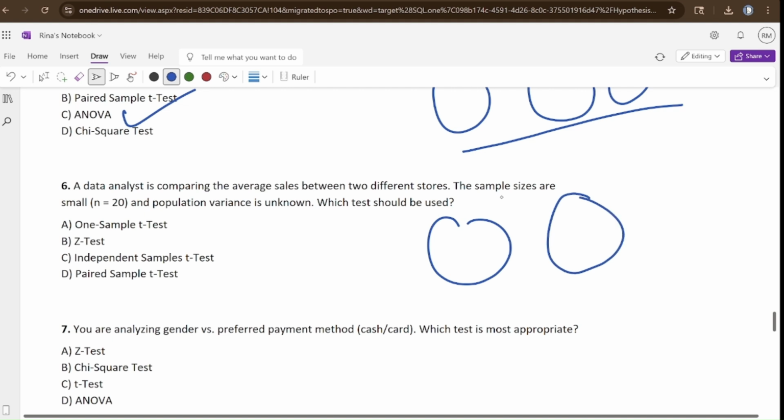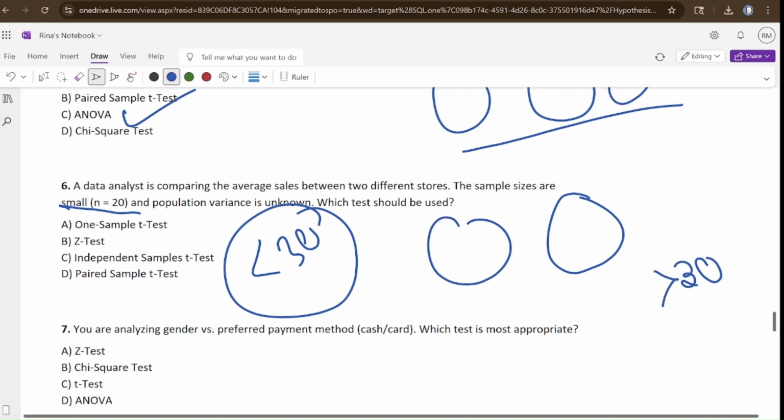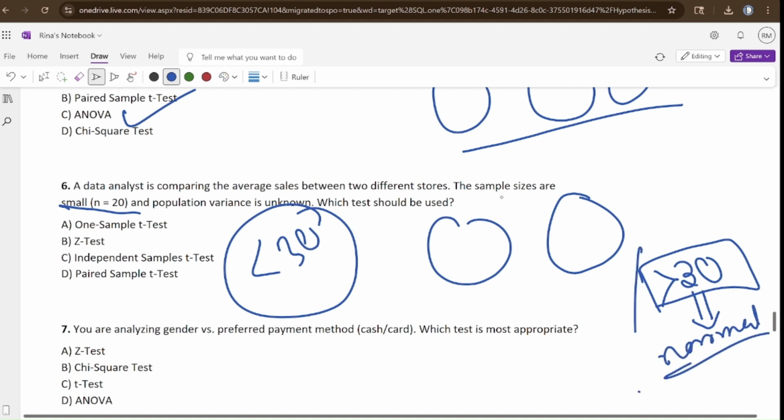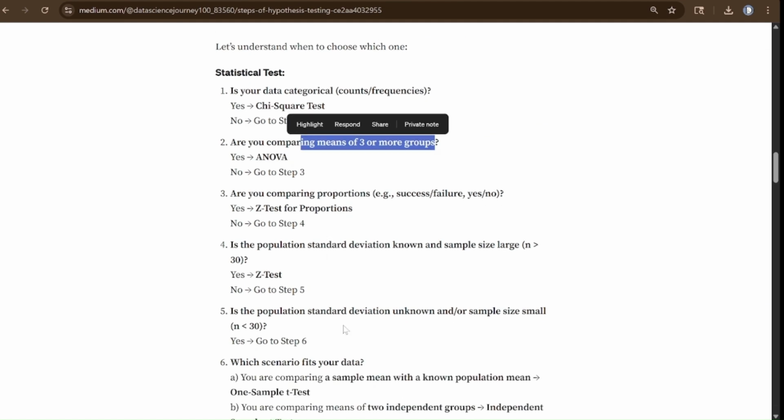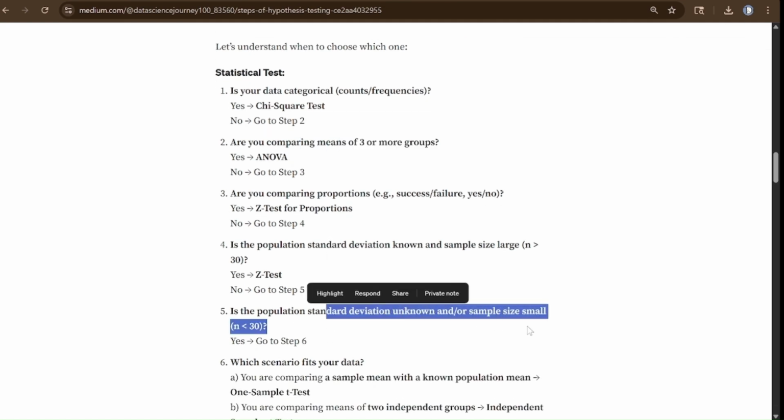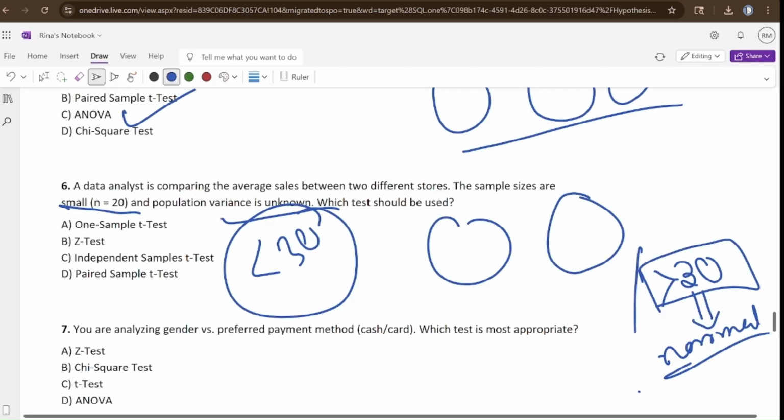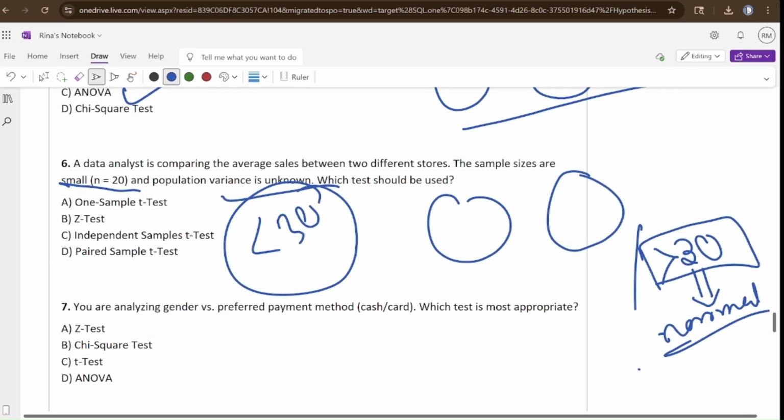A data analyst is comparing the average sales between two different stores. The sample size is small, less than 30. Less than 30 means it is not satisfying the central limit theorem. I hope you know the central limit theorem, the sample size has to be greater than 30. Then what happens? If the sample size is greater than 30, then it behaves like a normal distribution. That is the concept of the central limit theorem. Anyway, here the sample size is less than 30 and the population variance is unknown. Okay, so you have to go for t-test.